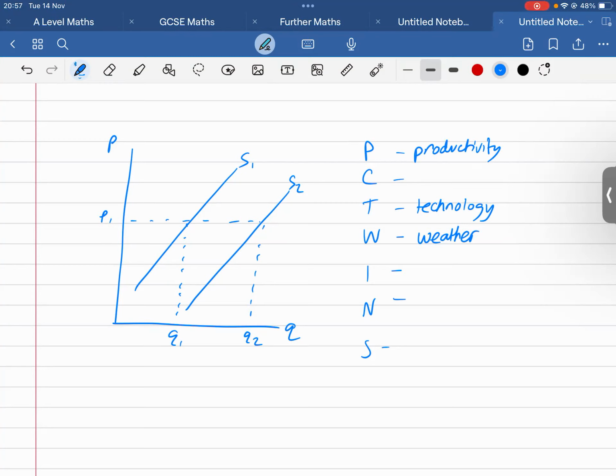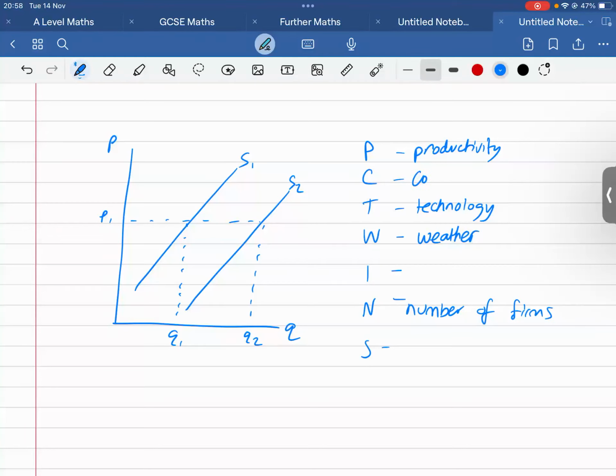In demand, we said the P was population. That meant simply if population increased, then the demand for milk would go up. In the same way, N is number of firms. If the number of jewelry shops increased, then supply would also increase because there's more people trying to sell jewelry. Demand is what people are trying to buy or want to buy, and supply is what people want to sell or are trying to sell.